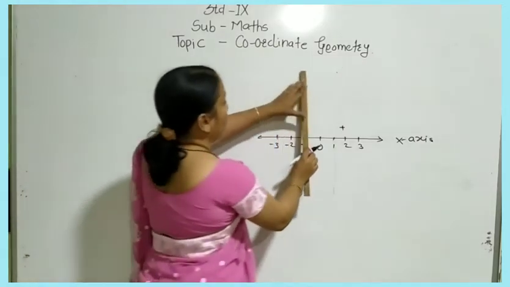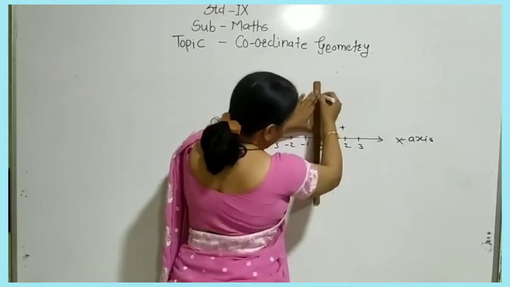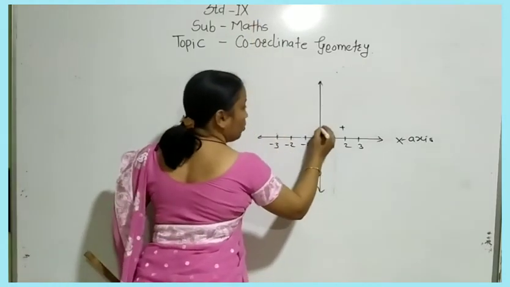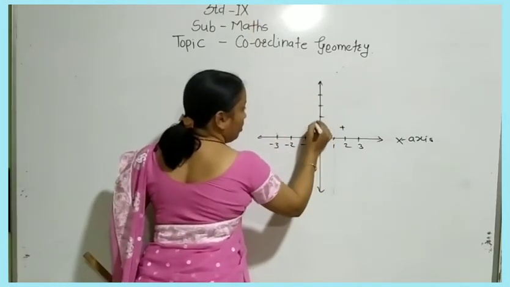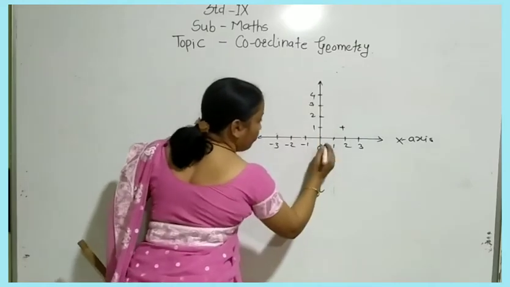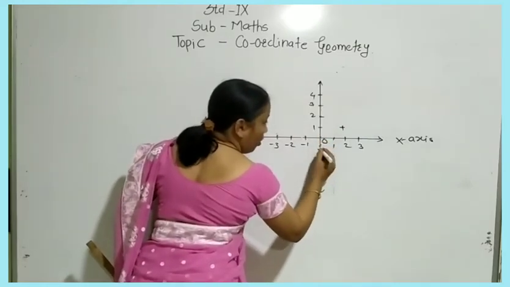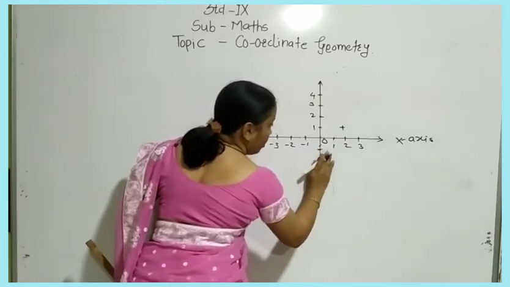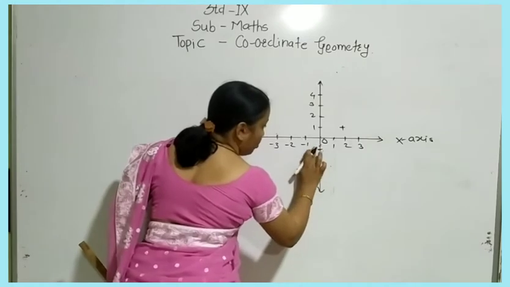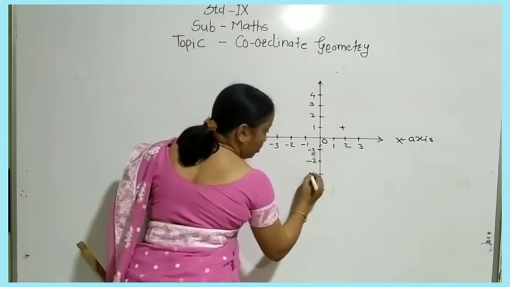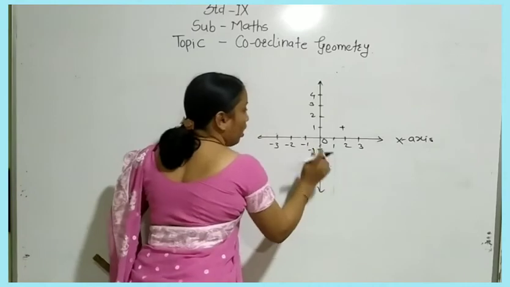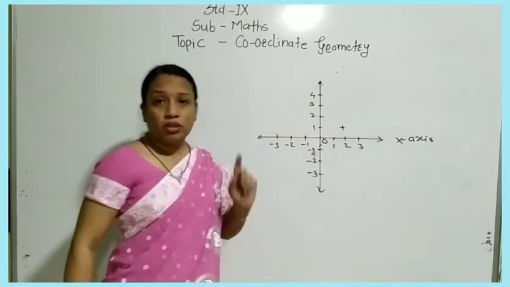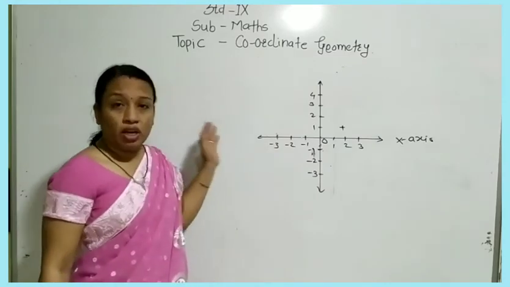If you take the vertical number line with 0, then above 0 all are positive numbers and below 0 all are negative numbers. Write this appropriately, you should write so you will not get confused. And the distance between every two consecutive numbers should be the same. So we are plotting this on the graph paper.